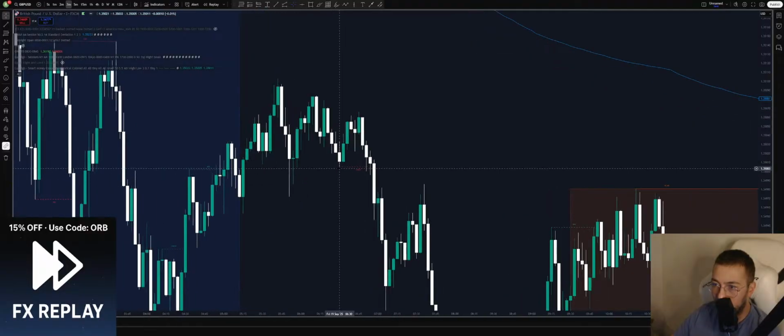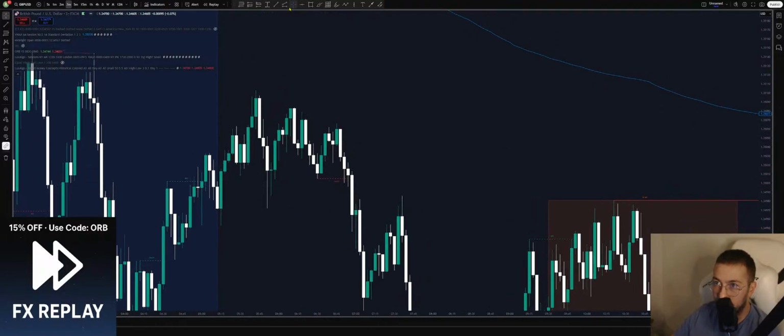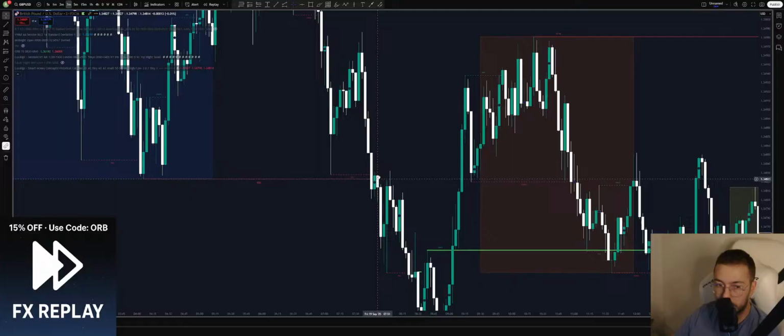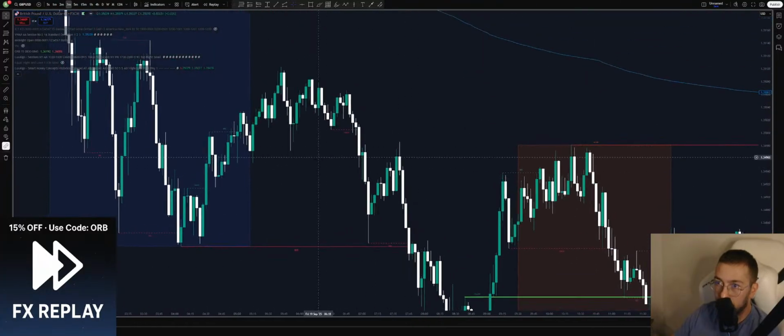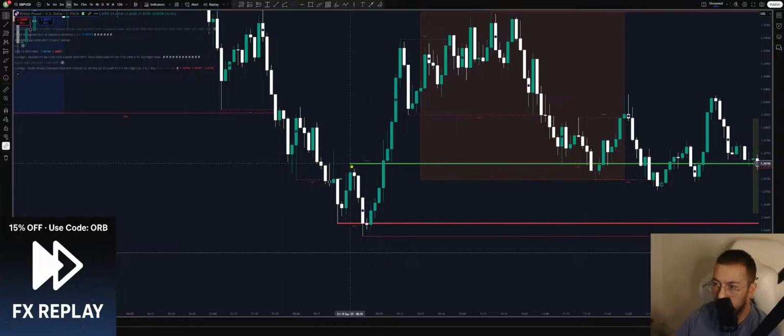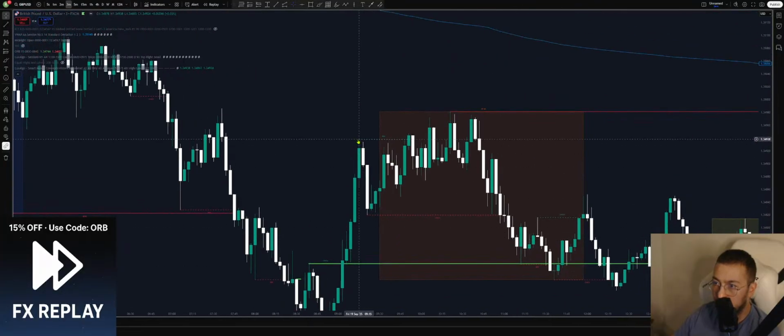And then here we have the first change of character. Actually, it should be this, but it doesn't matter. That's a change of character, and then that's a break of structure. So your bias is changed from bullish to bearish. Another break of structure, and then we have a change of character here, and then break of structure here.